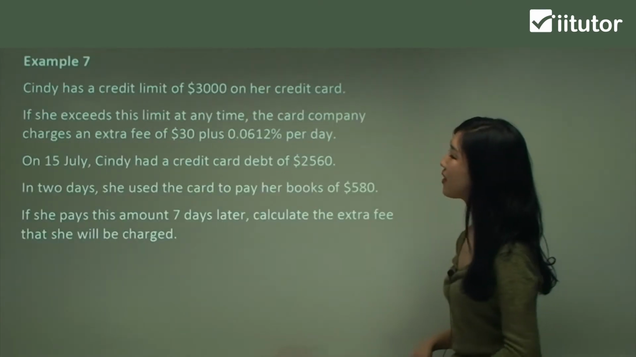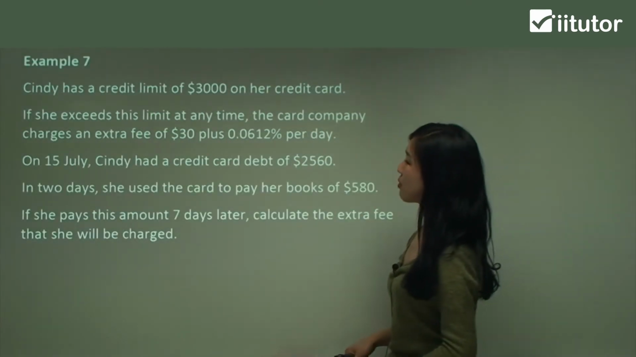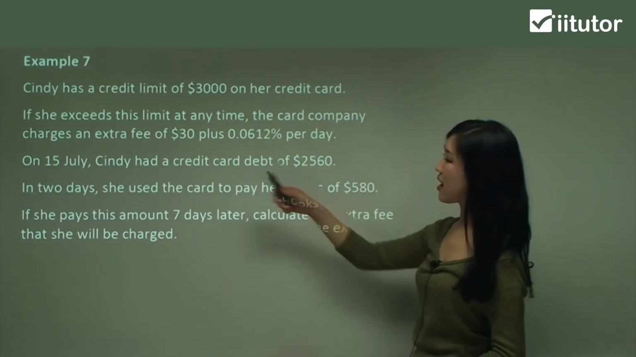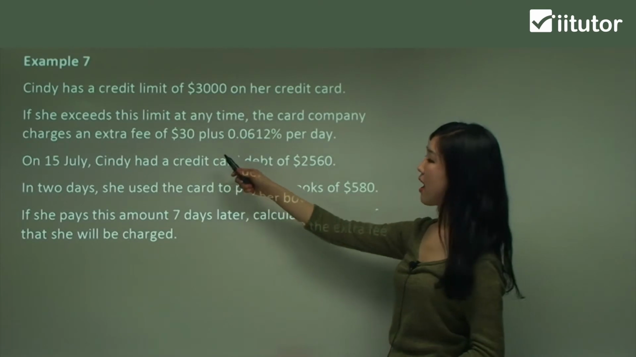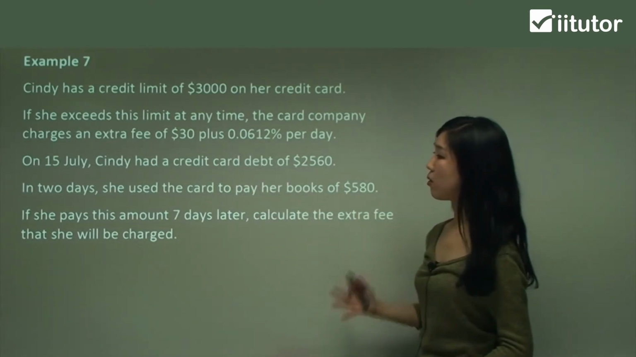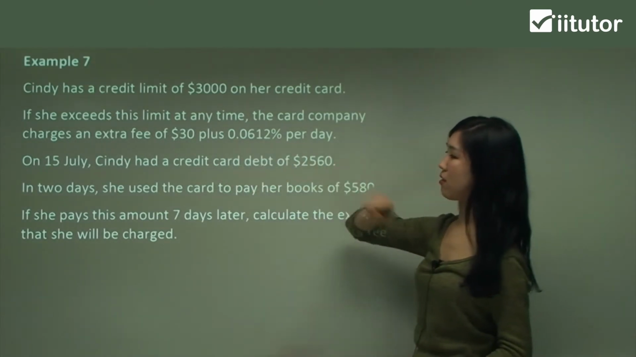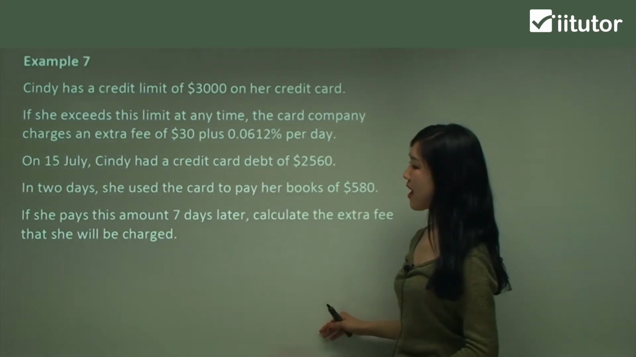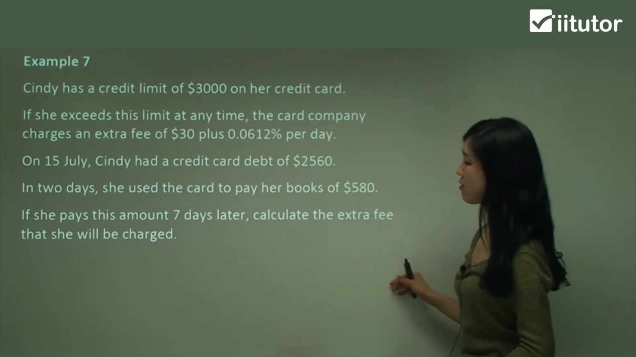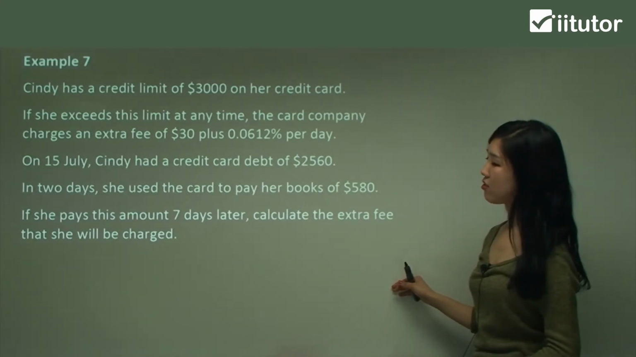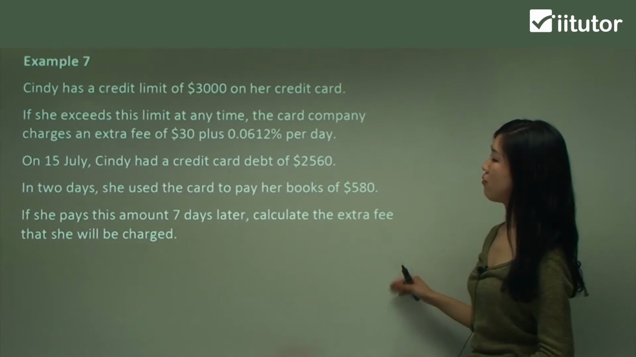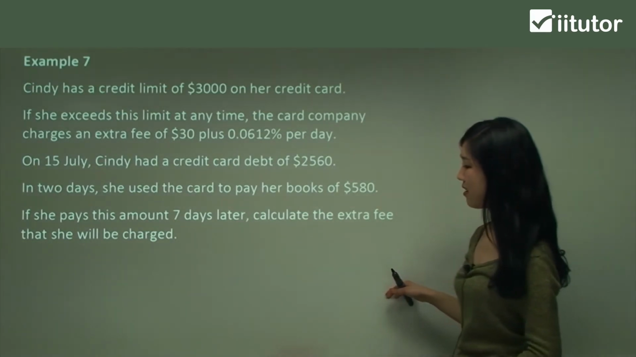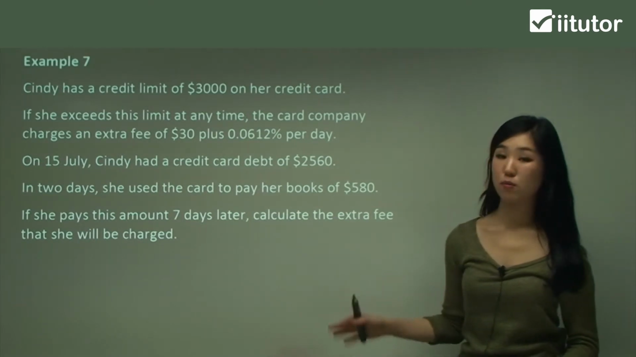Now, Cindy has a credit limit of $3,000 on her credit card. If she exceeds this limit at any time, the card company charges an extra fee of $30 plus 0.0612% per day. On 15th July, Cindy had a credit card debt of $2,560. In 2 days, she used the card to pay for her books of $580. If she pays this amount 7 days later, calculate the extra fee that she will be charged.